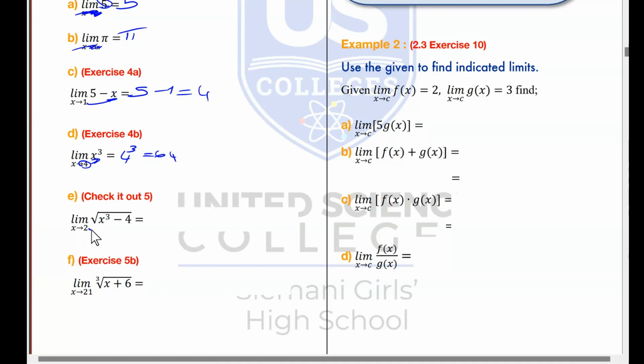Similarly, substitute 2 for x in this radical function. So in place of x, you write 2. 2 cubed minus 4. 2 cubed is 8. 8 minus 4 is 4. Square root of 4 is 2.